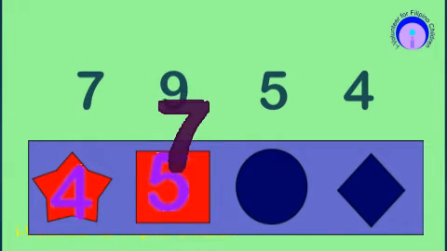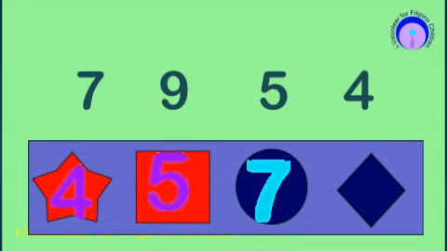7 is the next higher number. It will be written on a circle. The last and the biggest number is number 9. It is written on a diamond. This is the correct ascending order of these numbers from smallest to the biggest.